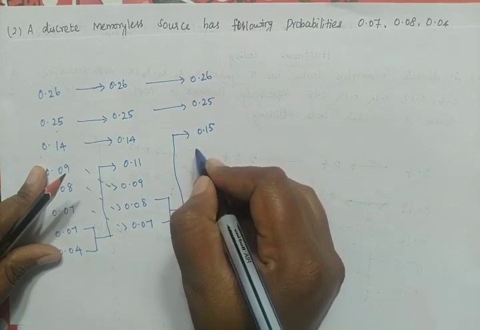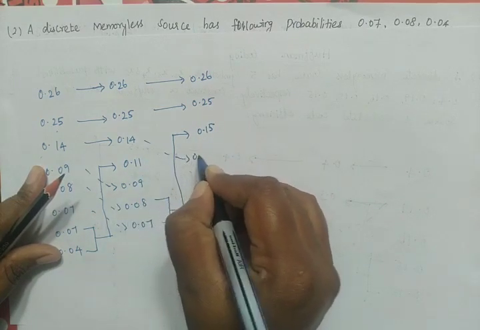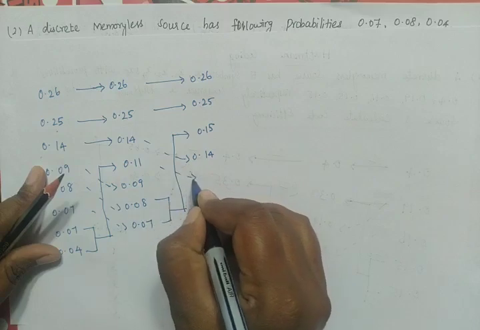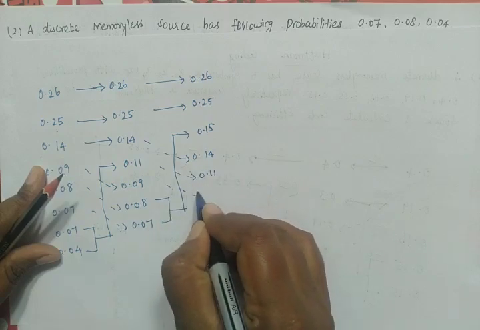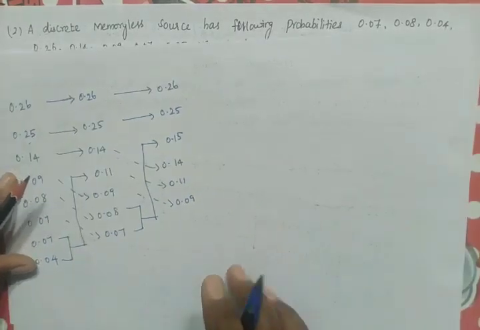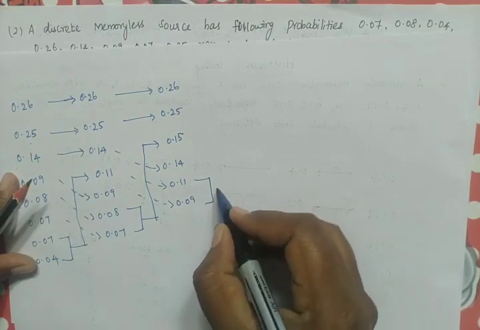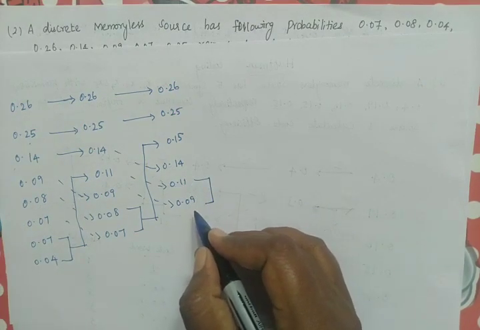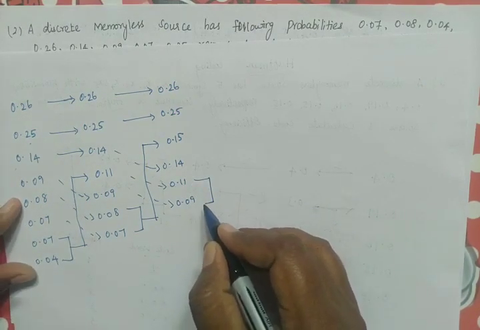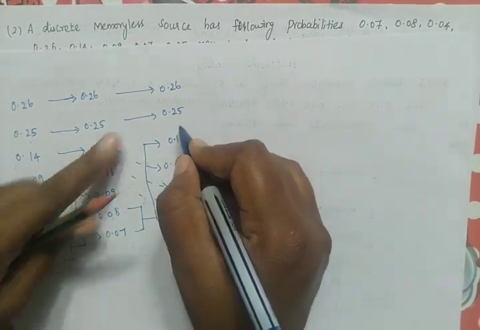0.15. Now take this 0.14, 0.11, 0.09. Now add these two probabilities, 0.11 plus 0.09. So that will be 0.2. So here you will get that 0.2.